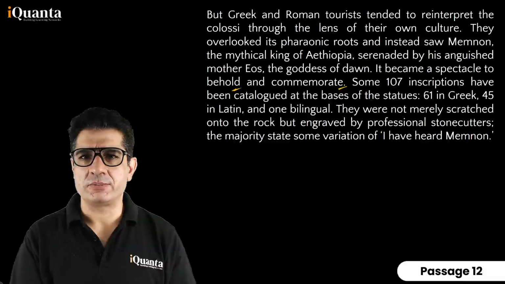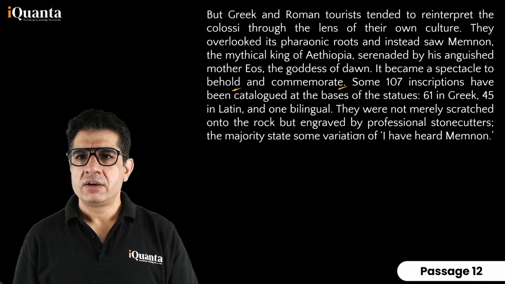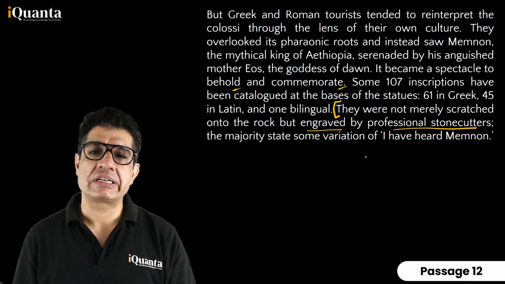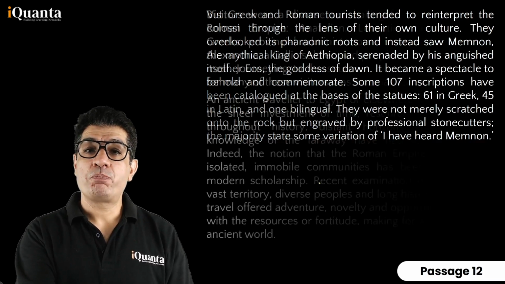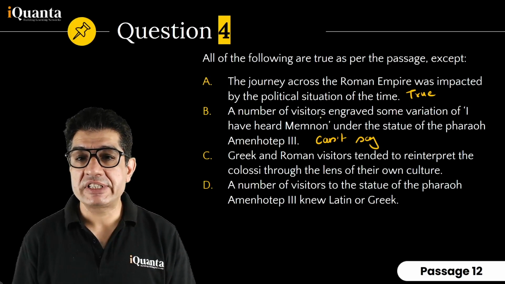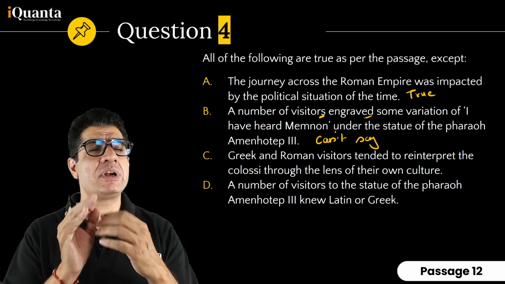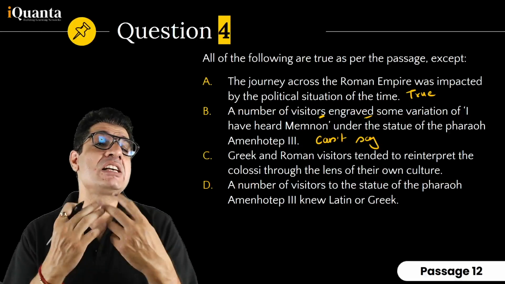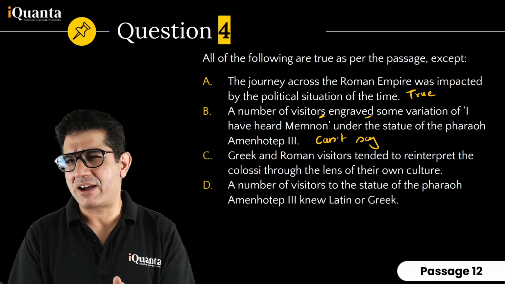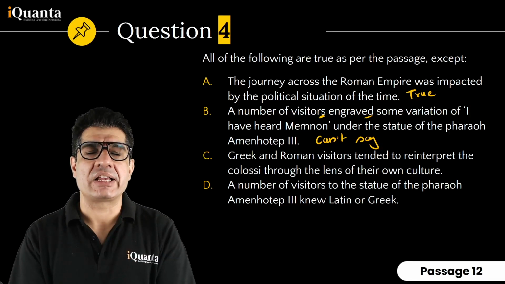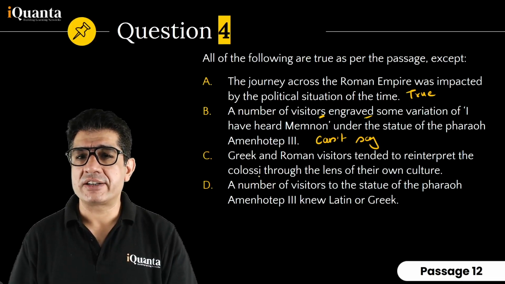Okay. So here you go. So look at this last sentence. They were not merely scratched onto the rock, but engraved by professional stone cutters. So people did not write those by themselves. It's not the visitors who engraved. It was professional stone cutters who engraved it. Now they may have asked the stone cutter to engrave it on their behalf. That's okay, but then we cannot say that a number of them engraved it themselves, which is what this sentence would mean. Therefore, can't say.